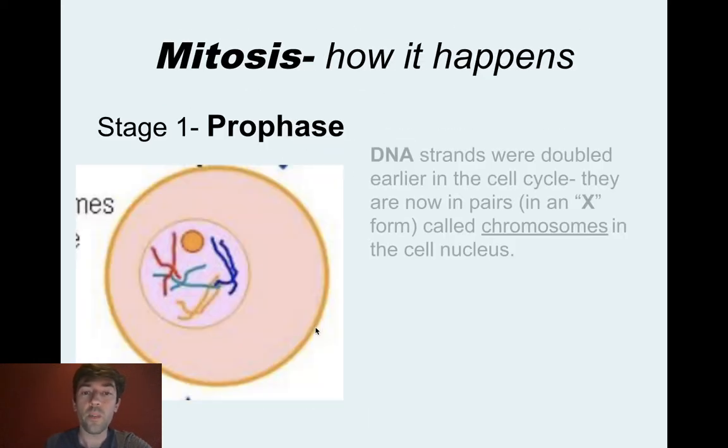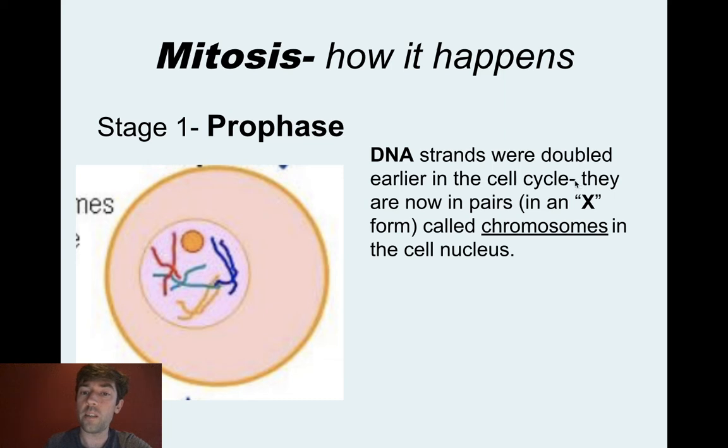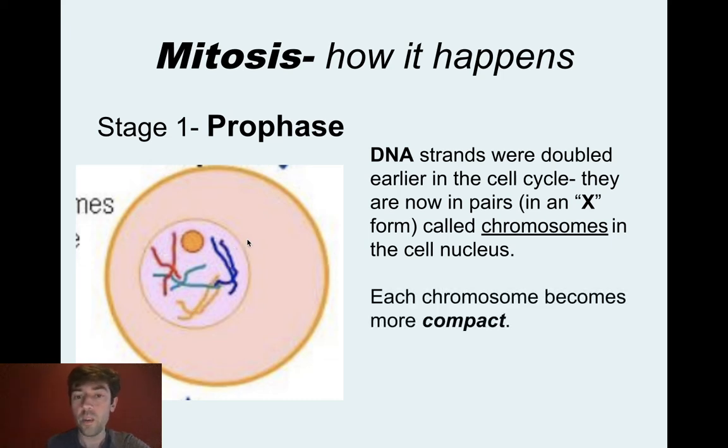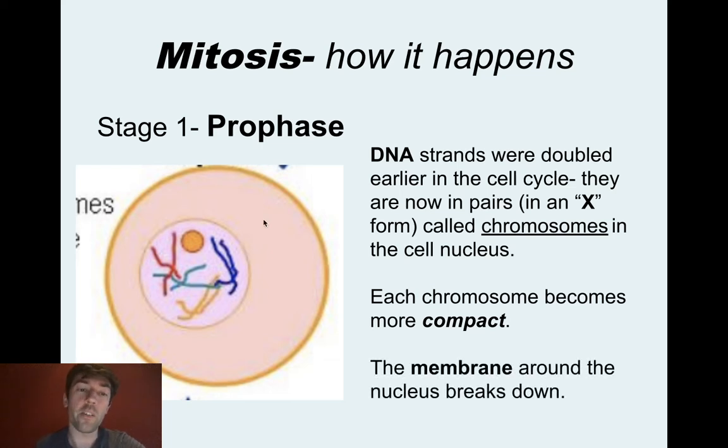So the DNA strands are now in pairs in an X kind of shape, which you can see here. It's not a perfect X, but it's sort of crossed, and these are called chromosomes, and they're inside the nucleus. You can see there are 4 pairs of chromosomes in this picture anyway. Each chromosome becomes more compact, and then the membrane around the nucleus starts to break down. So that's this boundary around the nucleus. It's going to start to break down. The DNA is going to escape from the nucleus.